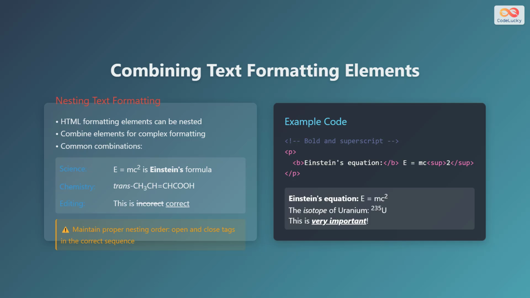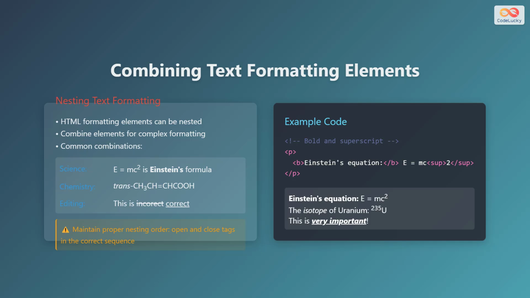It is important to maintain proper nesting order, which means opening and closing tags in the correct sequence. Consider the following code snippets. To display Einstein's equation in bold, and the number 2 as superscript, enclose the phrase Einstein's equation with an opening and closing B tags. Then enclose the number 2 with an opening and closing sup tags.